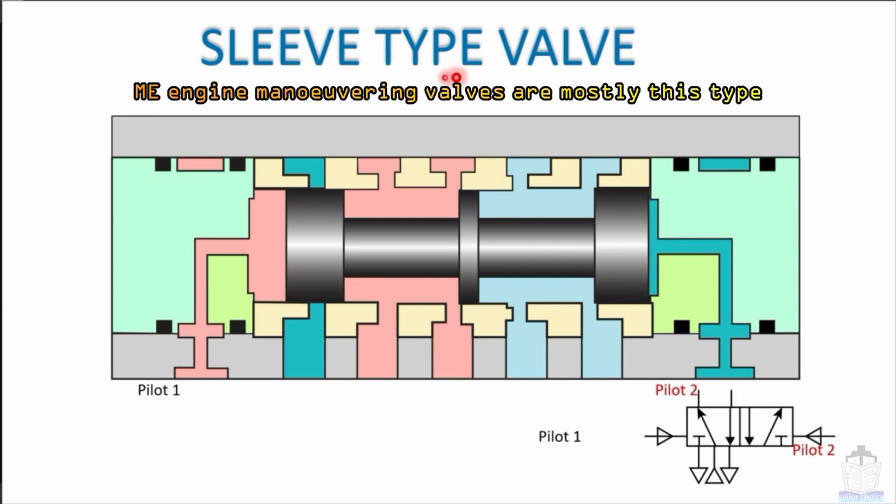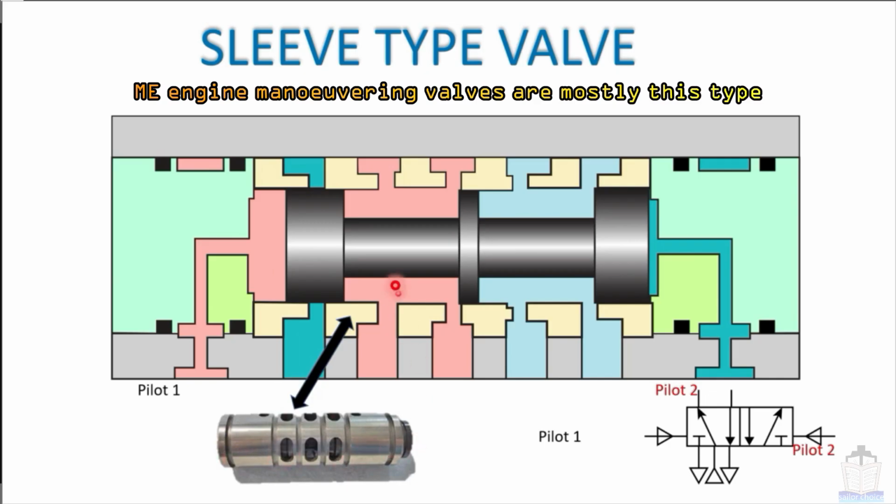Second type, slip type valve. What is slip type valve? In slip type valve, the spool is not situated inside the body. Here you can see this part is the body, but there is an additional part fitted, which is called the slip, which looks like this, and the spool travels inside this slip part. This sort of opening basically indicates the ports. So these openings are basically ports.